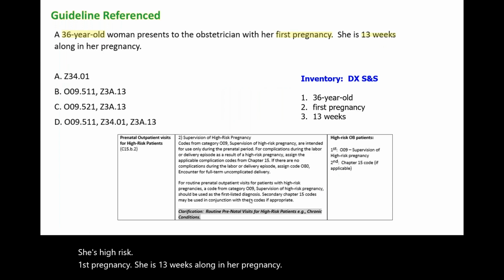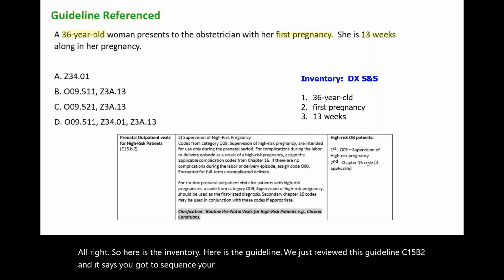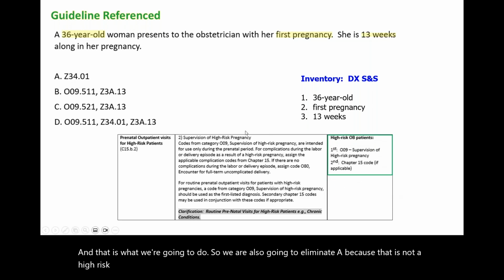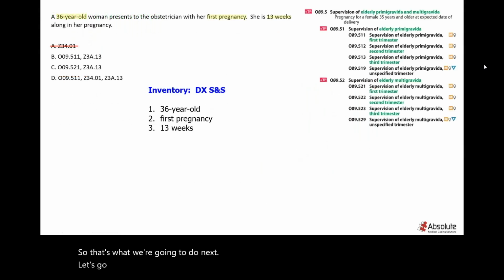All right, so here is the guideline. We just reviewed this guideline, C15B2, and it says you have to sequence your supervision of high-risk pregnancy first, and that is what we're going to do. So we are also going to eliminate A because that is not a high-risk pregnancy code. Next, let's go look up our codes.